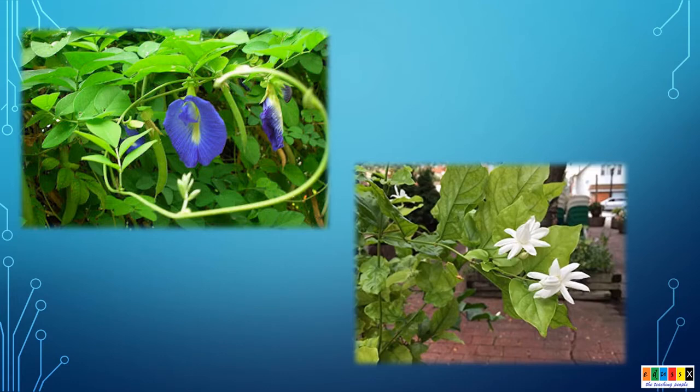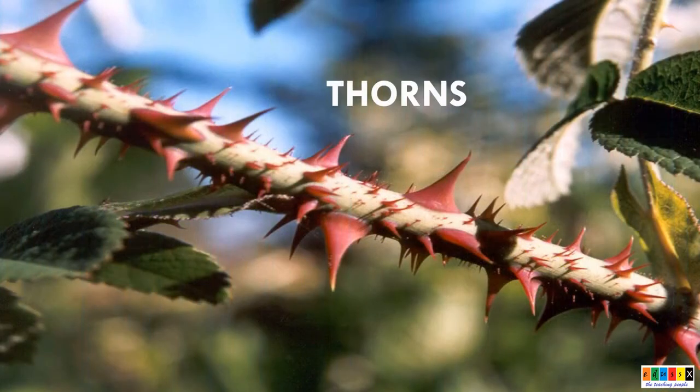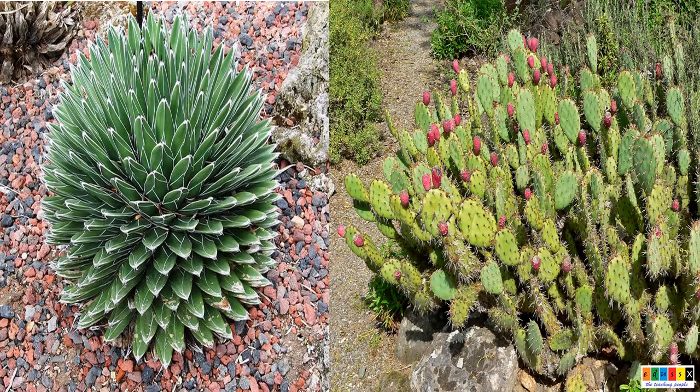The third type of adaptation is thorns. Leaves of some plants become wholly or partially modified into sharp pointed structures called thorns or spines. In agave, the leaf apex and the margins are modified into thorns, the same as in opuntia and bougainvillea. So these are some of the adaptations seen in plants in terrestrial and desert habitats.